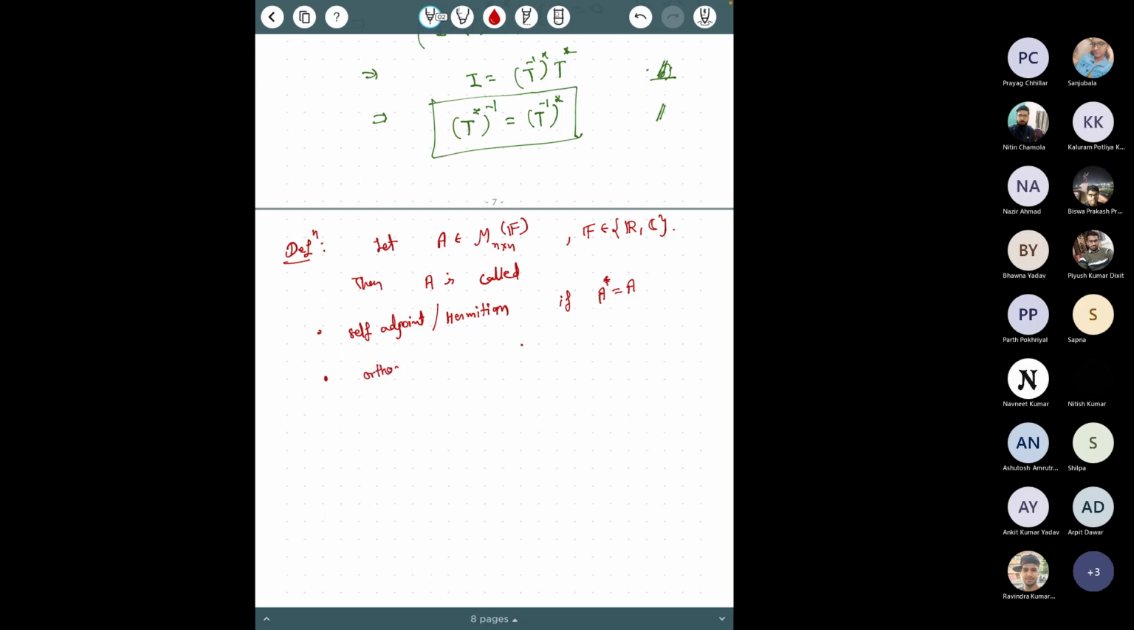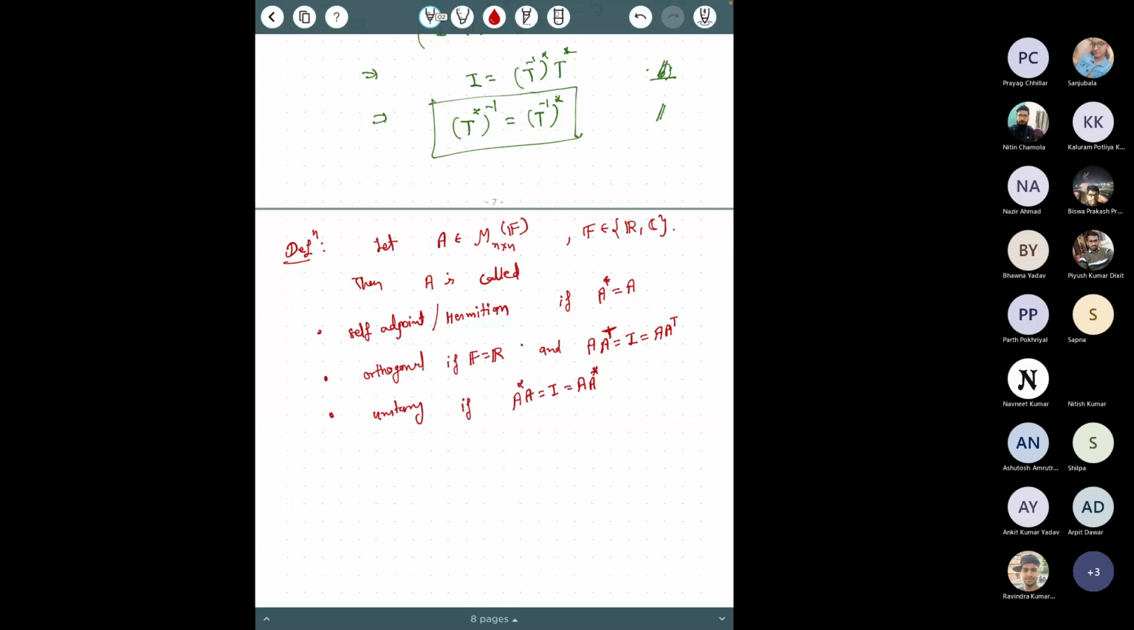The matrix is called orthogonal if F is R, that means the field of real numbers, and A star A equal to I, which is also equal to A A star. In the real case, when F is R, this star is just the transpose, so you can write A transpose A equal to I. This matrix A is called unitary if A star A is equal to I, which is also equal to A A star. So when the underlying field is the field of complex numbers, it is called unitary. If the field is the field of real numbers, it is called orthogonal.